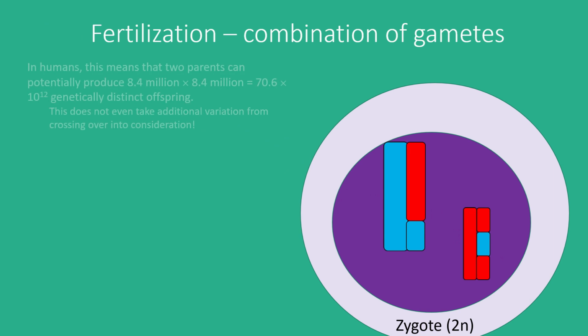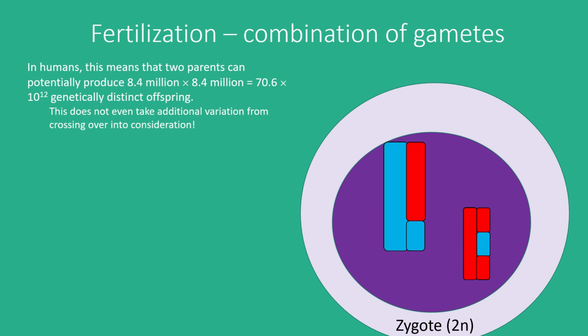How distinct? In a single human with a haploid chromosome number of 23, you can produce approximately 8.4 million different combinations of chromosomes in your gametes from independent assortment. Combine that with 8.4 million different combinations from a second parent, and you end up with 70.6 million genetically distinct zygotes that can be produced from two parents. This does not take crossing over into consideration, so the zygote combinations would be limitless.